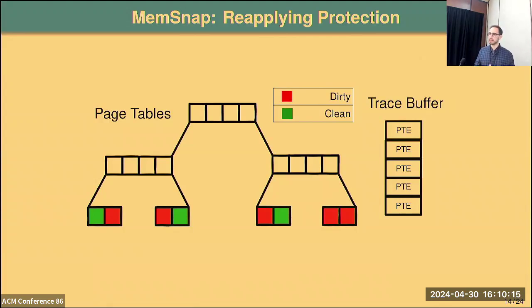This is way faster than the alternative, which is either scanning each PTE region in the page tables to find the dirty pages, or doing in-place updates to the page table, traversing it from root to leaf every single time.